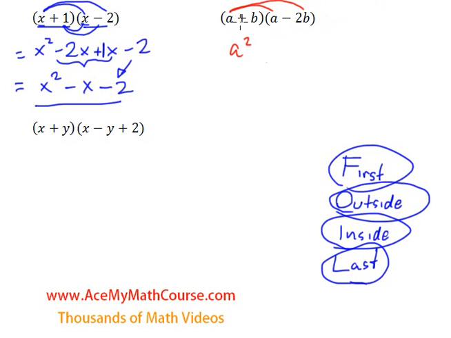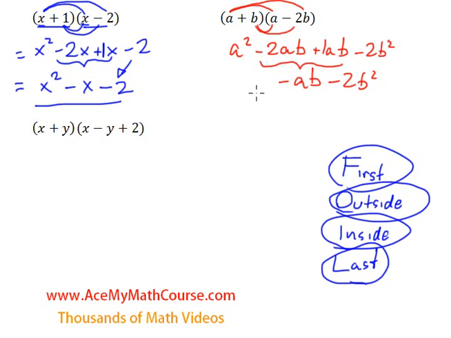Outside, a times negative 2b, negative 2ab. Inside, b times a is just ab. And last, b times negative 2b is negative 2b squared. And again, we can combine like terms. Negative 2ab plus 1ab is negative ab. Then I can just bring down the negative 2b squared and the a squared.